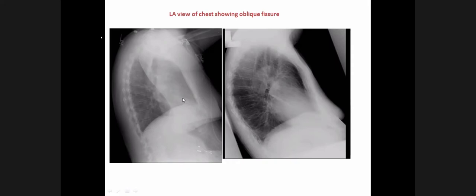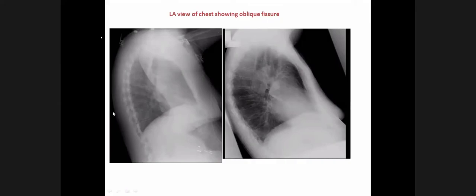So this is the upper lobe and this is the lower lobe. If this is the left side, because there is only two lobes here, this is an inferior lobe and this is a superior lobe on the left side.